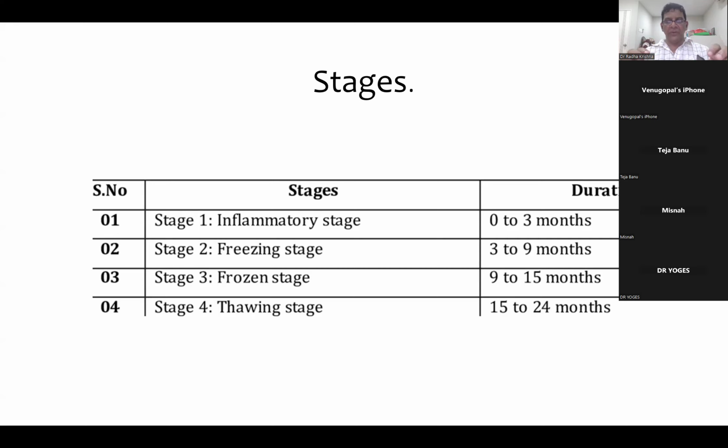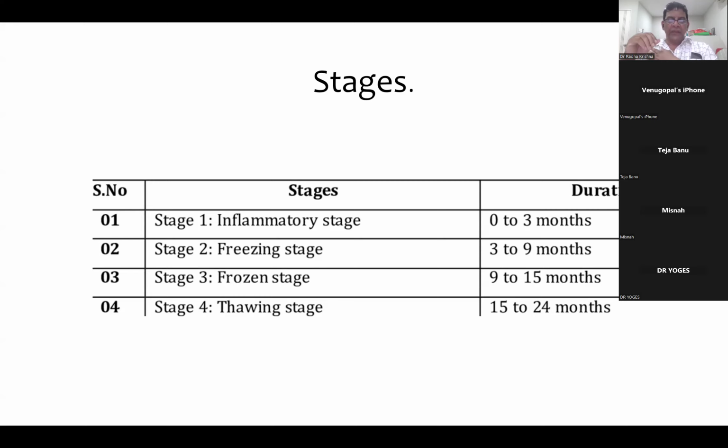It'll be a freezing stage where there is less pain, but there's still restrictive movement of the arm, and it's still painful. Stage 3 is where it's totally frozen. Frozen is until they cannot lift up their arm, and there's very limited movement.